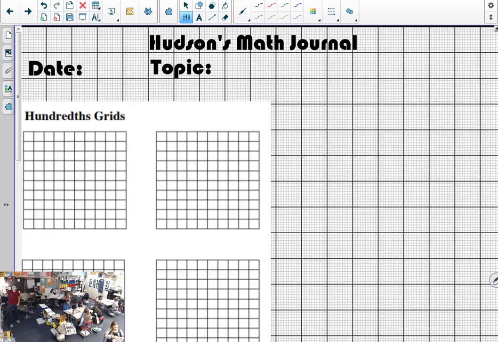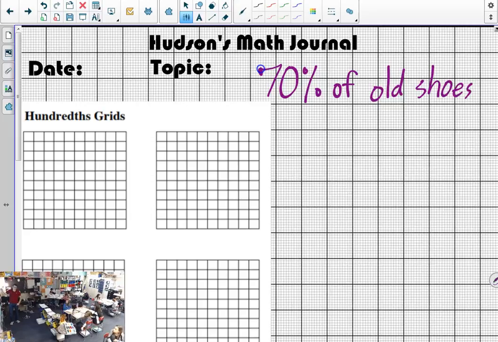If you were to write this out, you'd be looking at 70% of the old shoes. And we're talking weight. But remember what of means. So I'll stop talking.